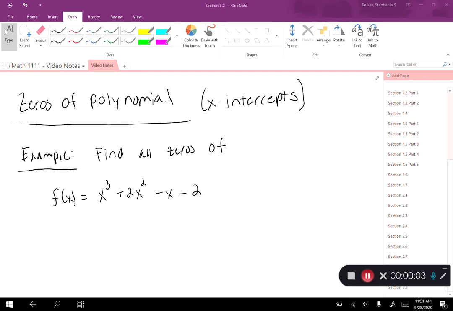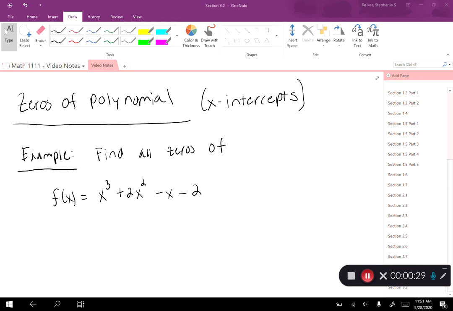Continuing with section 3.2, I next want to talk about the zeros of a polynomial function. The values of x for which f of x is equal to 0 are called the zeros. These values of x are the roots or solutions of the polynomial equation. Each real root is an x-intercept of the graph. Let's take a look at an example.